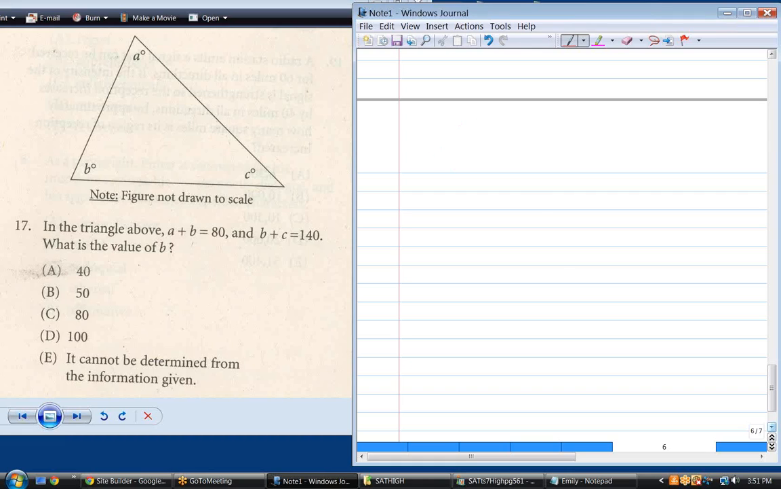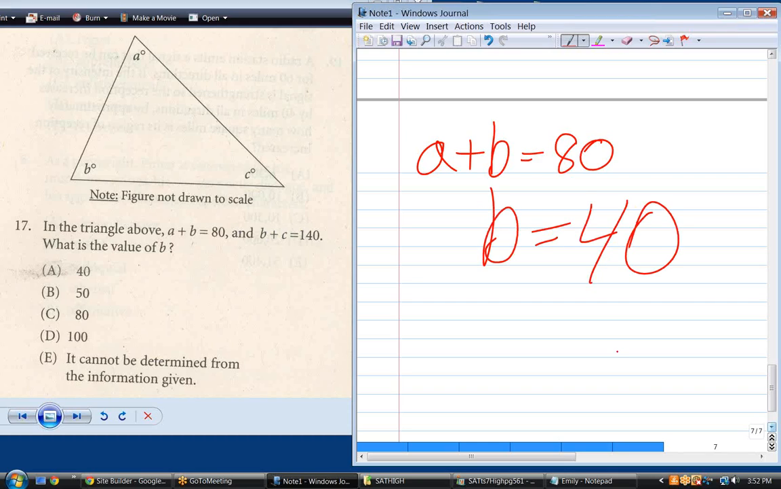So A has to equal 40, so B has to equal 40. Right? So how'd you get A has to be 40? Because if B plus C equals 140, there's only another 40 degrees left over. Oh, so A has to be 40. I got you. Okay, all right. So B has to be 40.